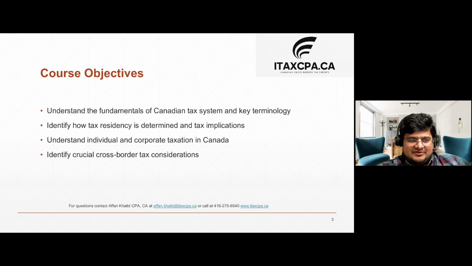Upon completion, we'll have a basic understanding of individual tax and corporate tax, some tax rates and tax brackets, and different types of income, especially capital gains, which are taxed slightly differently here in Canada. At the end, we'll try to cover some of the cross-border aspects. If you have clients coming into Canada, what are the tax consequences?